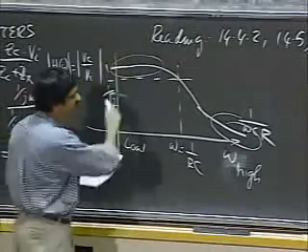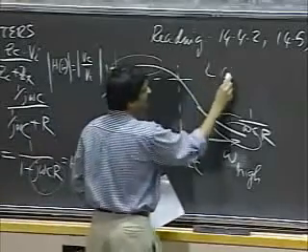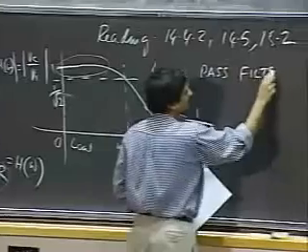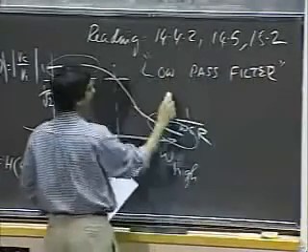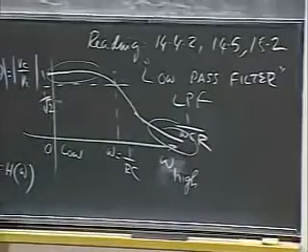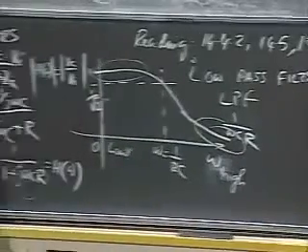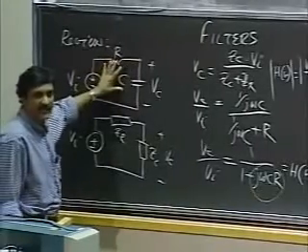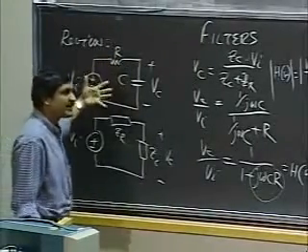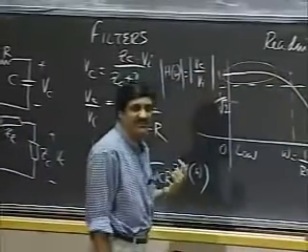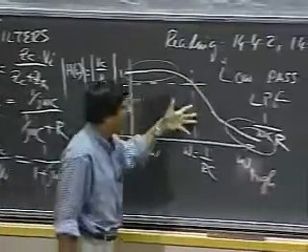This is an example of what is called a low pass filter, or LPF. What this is saying is that this little circuit here acts like a low pass filter. It's a low pass filter because it passes low frequencies without attenuation, but kills high frequencies.